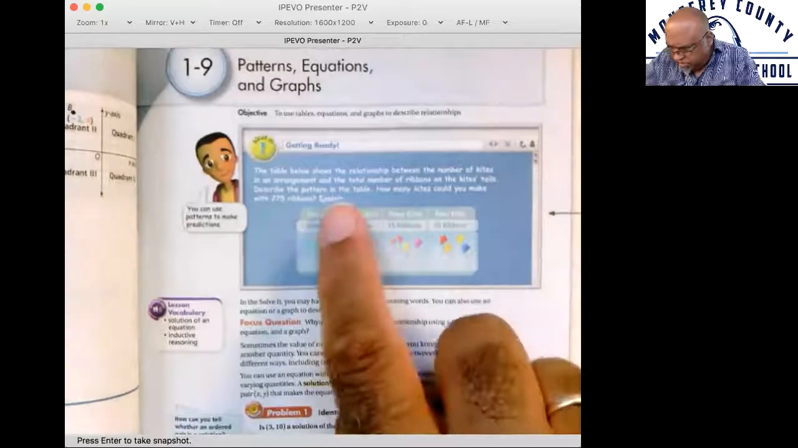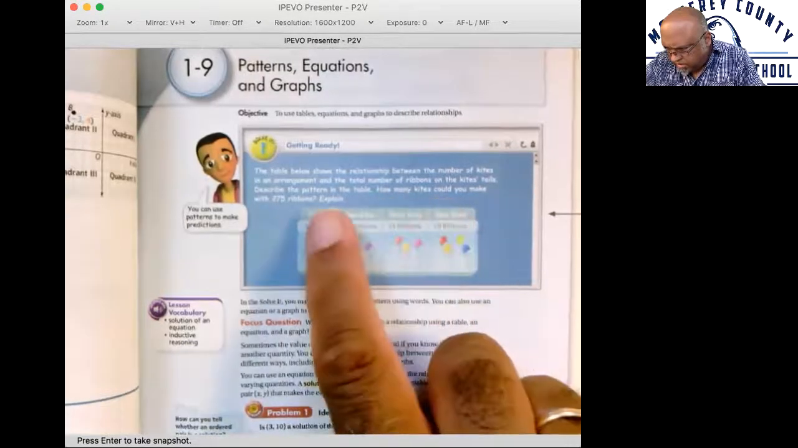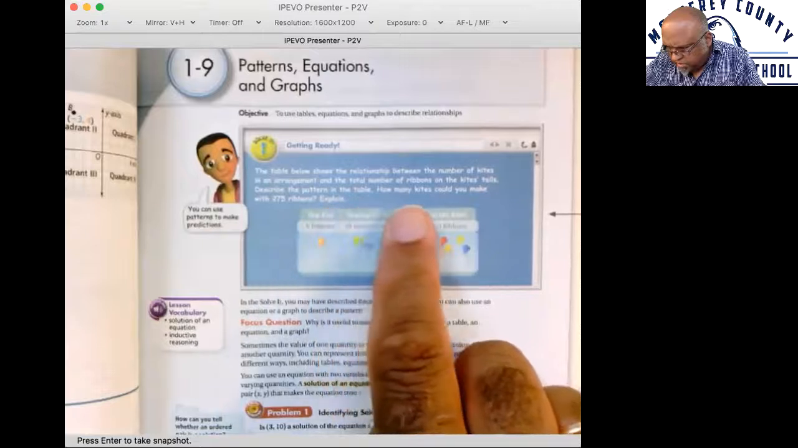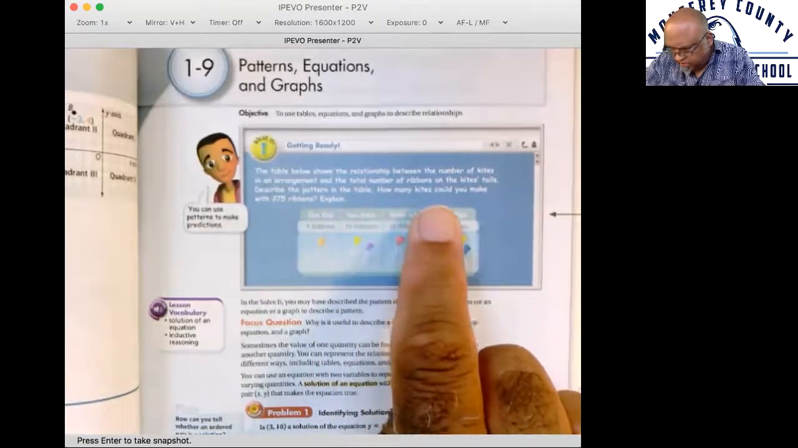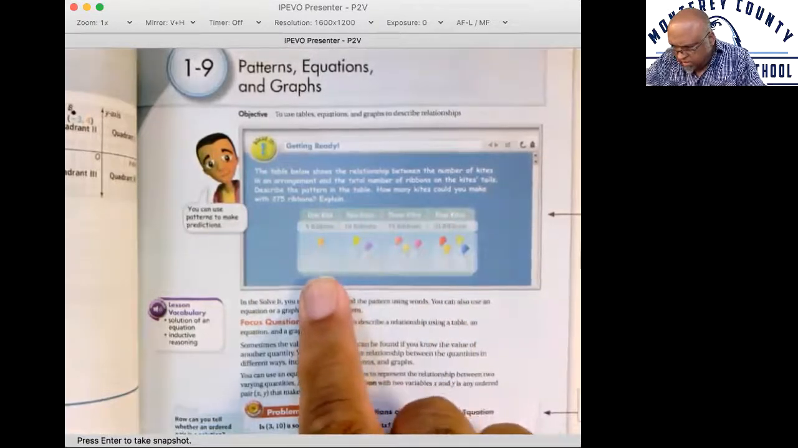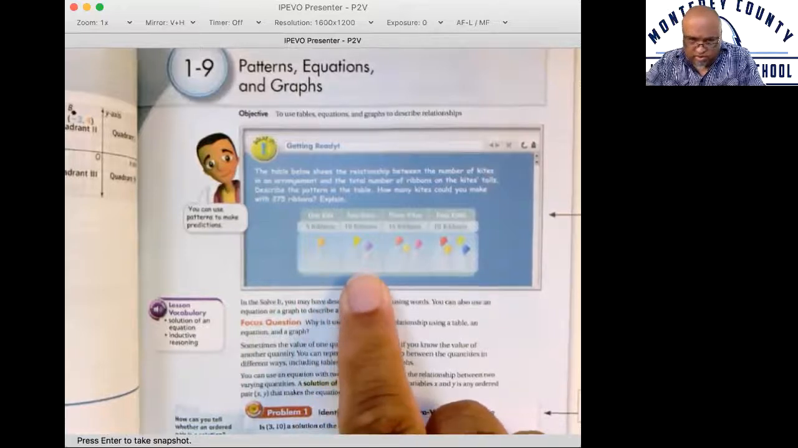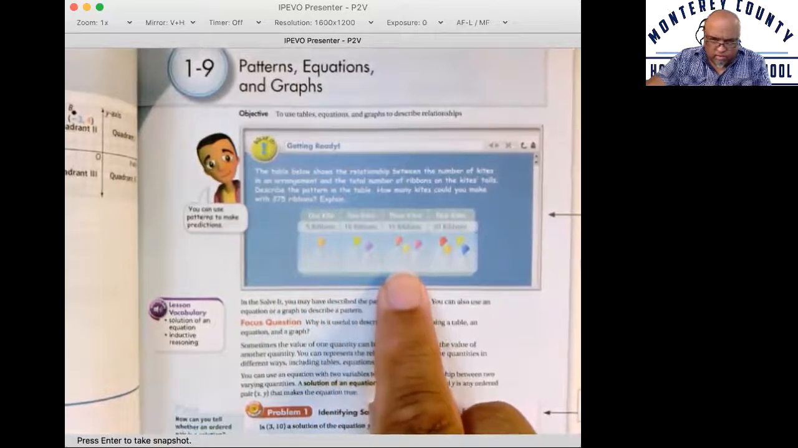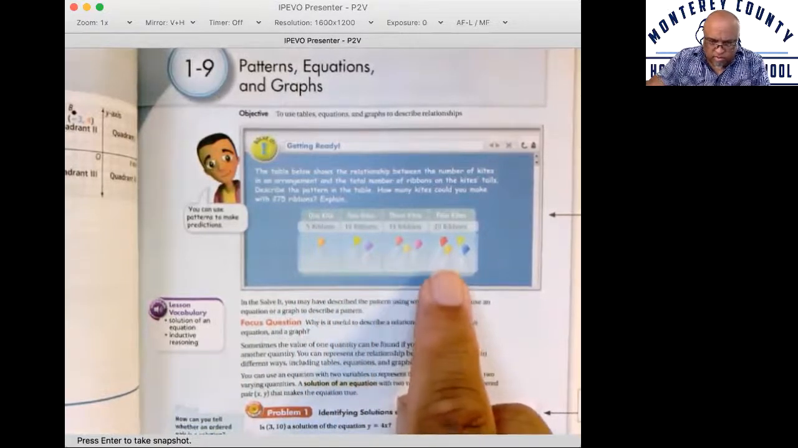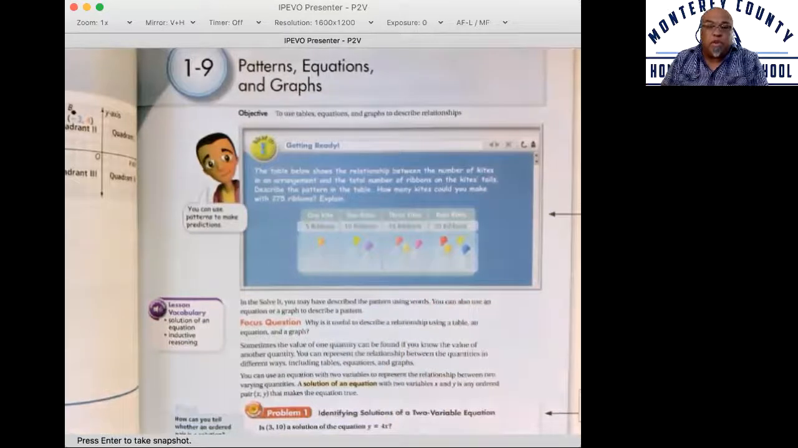The table below shows the relationship between the number of kites in an arrangement and the number of ribbons on the kite's tails. Okay, one kite has 5 ribbons, 2 kites has 10 ribbons, 3 kites has 15 ribbons, 4 kites has 20 ribbons. Again, this would be easier if you're looking at your book instead of a picture of my book. Point being, there's a relationship between the two values, the number of kites and the number of ribbons that there are on the tail of the kite.